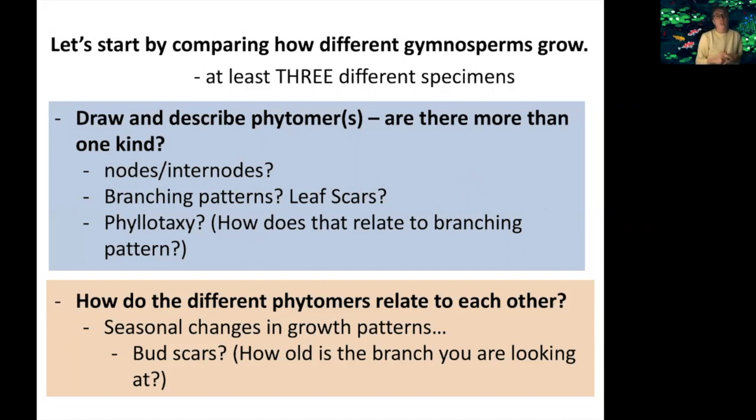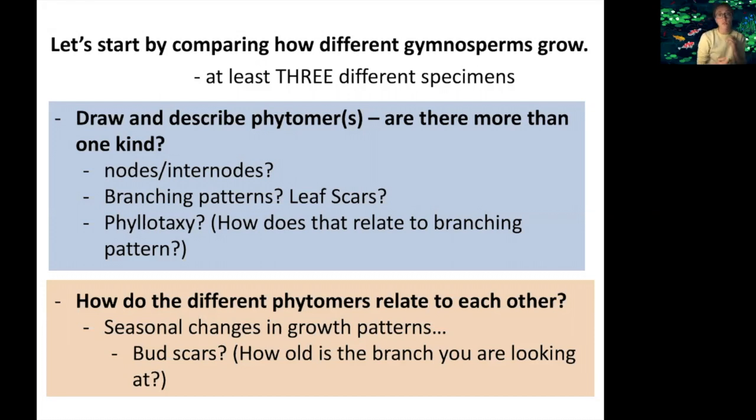Okay, so for the first part, we're going to look at branching and leaf structure, so the vegetative part of the plants, looking at how different gymnosperms deal with branching, axillary meristem growth, and types of leaves, organization of leaves, things like that, thinking about how the branching pattern will relate to the phyllotaxy of the main stem. And also with gymnosperms, since these tend to be long-lived and many of them living in a temperate climate, we have seasonal changes in growth patterns.